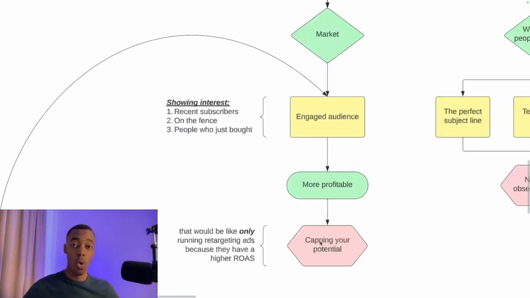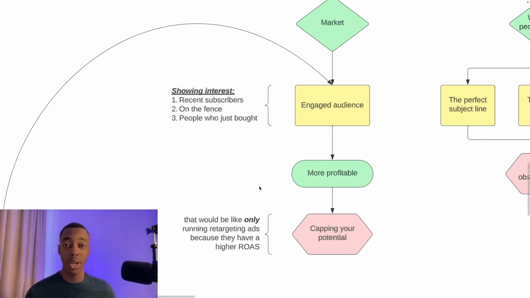If you consider your whole list, only a tiny amount are super engaged. So if you're trying to maximize your open rate at all costs, then you're going to cap your revenue, and it's not good if you're trying to maximize purely revenue. You're a business, you're trying to make revenue. It would be like only running retargeting ads.